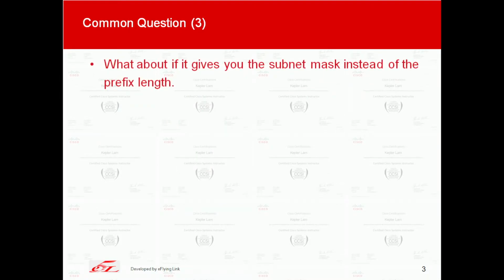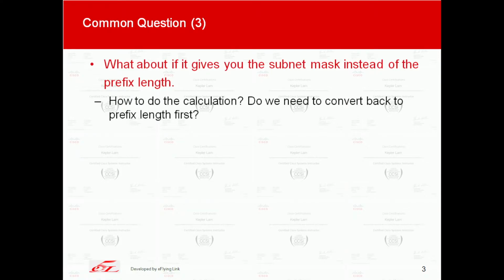Sometimes the question doesn't give you the prefix length. Instead, it gives you the subnet mask. Then how can we do the calculation? Do we need to first convert it back to the equivalent prefix length? The answer is no. Once you have the subnet mask, it's very simple to find out the size of each subnet. You just use 256 minus the last byte.